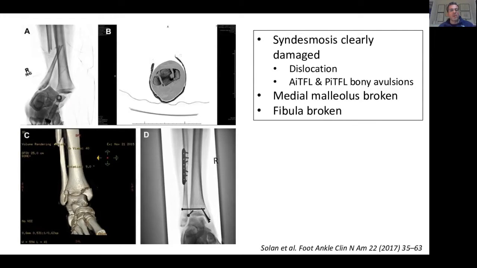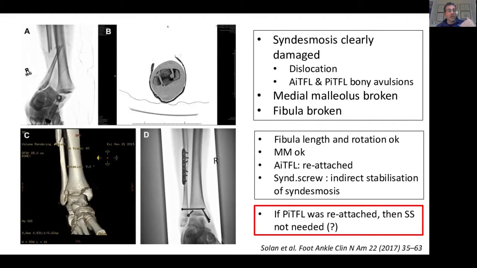And this is a nice example in a publication by Matt Solan and colleagues. So you see fracture dislocation, you see the tiny fragments of the front and the back of the ankle, avulsion of the PITFL and AITFL. So the fibula is brought out to length, fixed the Weber C fracture, and now what has been done is that the AITFL has been reattached, the PITFL has not been. And the authors ask themselves, should one have fixed the PITFL, then we might not have needed the syndesmosis screw at all.